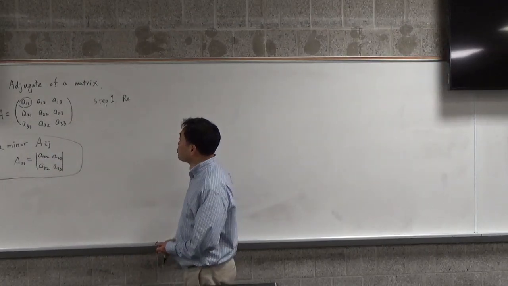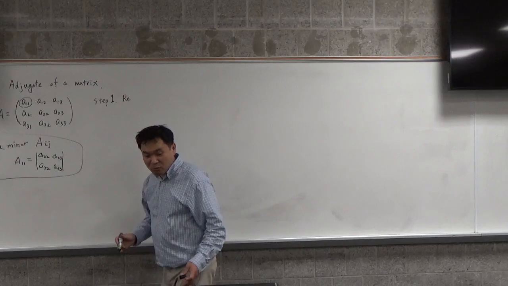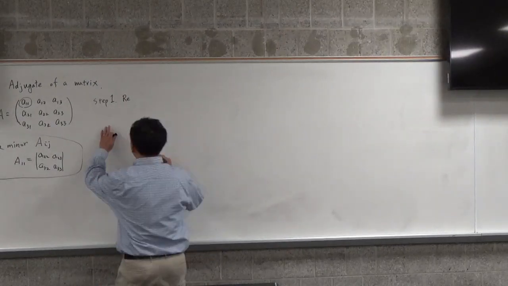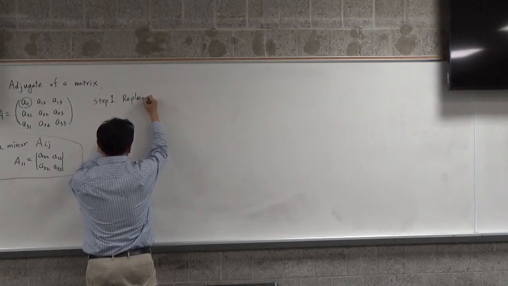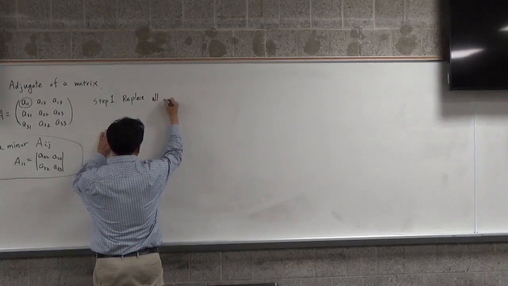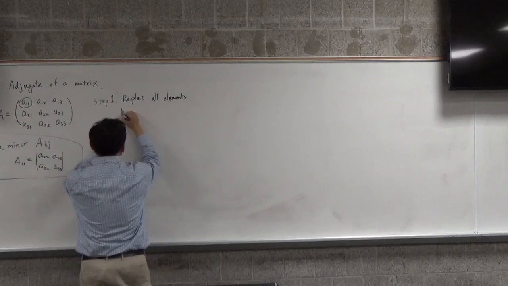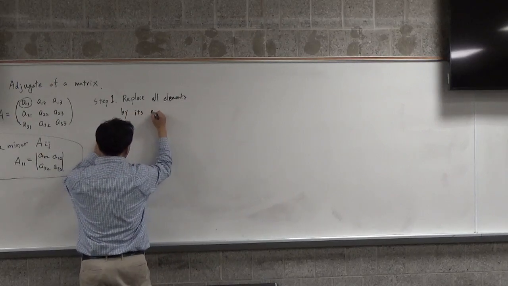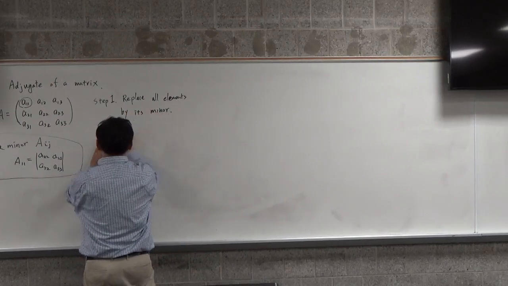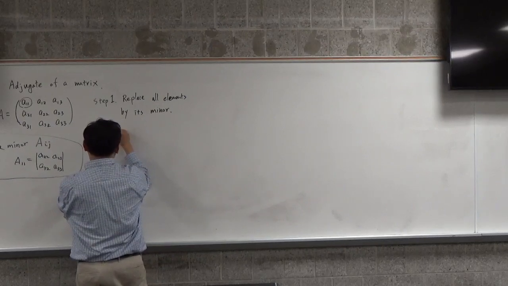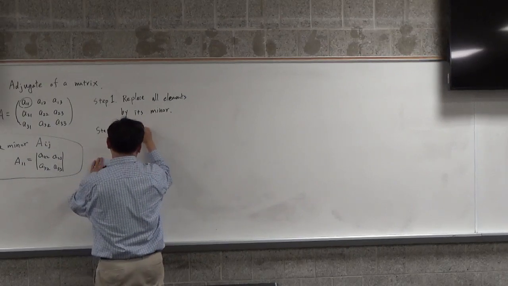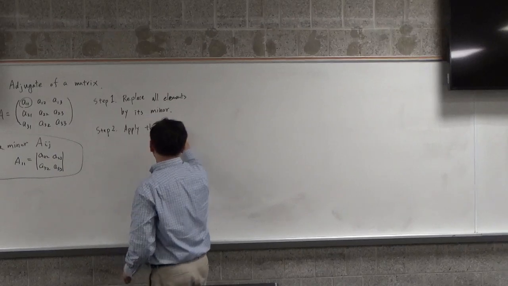So to get the adjugate, you have to perform 3 steps. Step 1, replace all elements by its minor. Step 2, apply the checkerboard of signs.